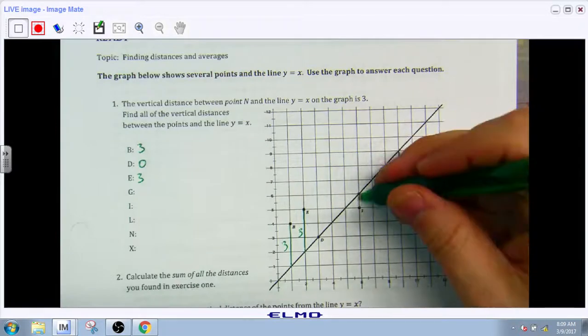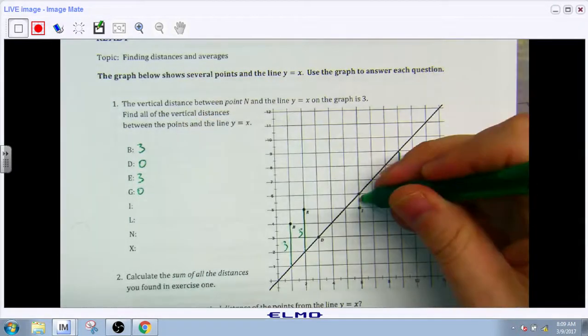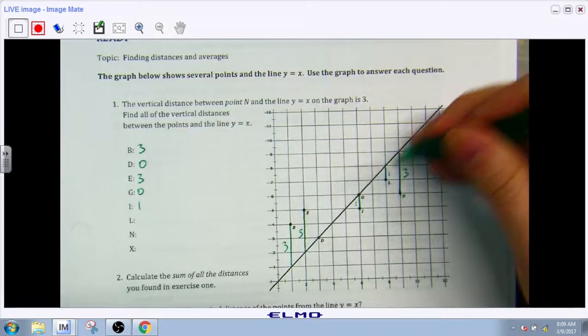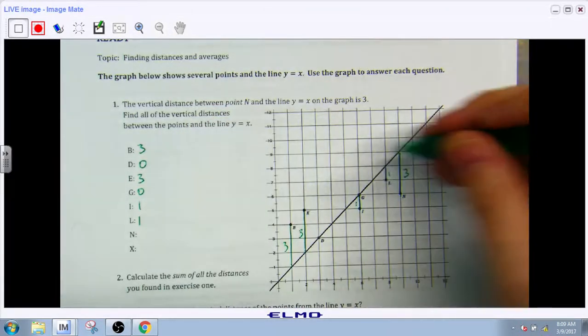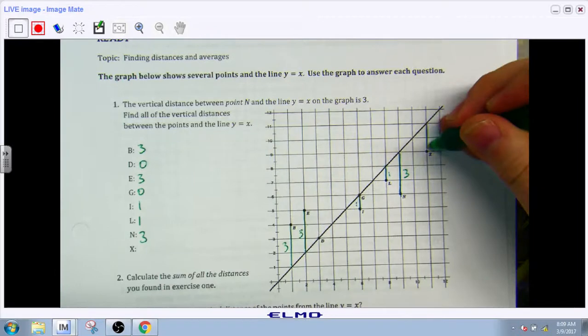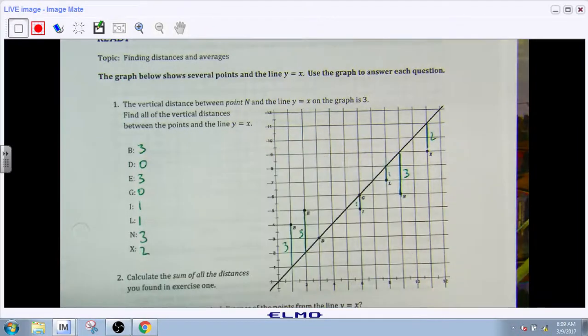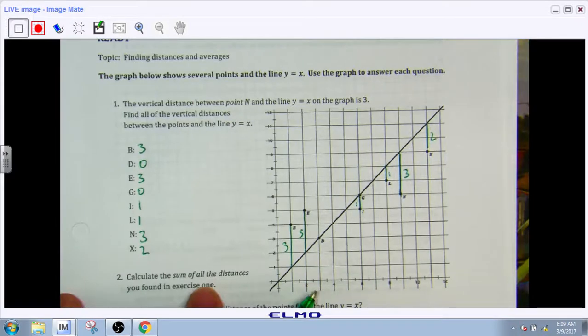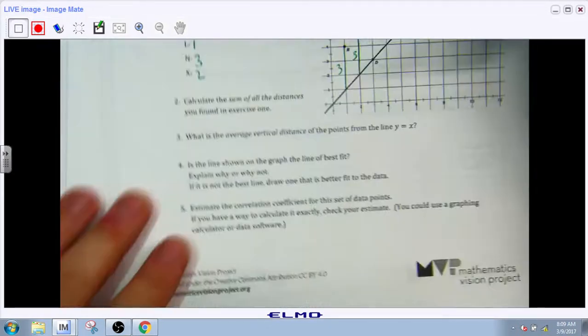G is on the line, so 0. I is 1. L is 1. N is 3, we already knew that. And X is 2. Okay, I found all the vertical distances. So now it wants us to sum all of the distances that we found. So let's add them up.